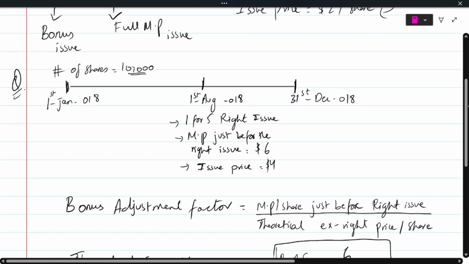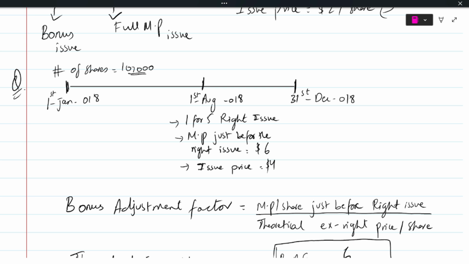Now you know that we had 10,000 shares in issue. Then on 1st August, we did a 1 for 5 rights issue. If we did a 1 for 5 rights issue, how many new shares do we get? It's very simple. Just take your shares at the beginning of the year, which are 10,000, and multiply by 1 over 5. That's going to give you how many new shares you got through the rights issue. 10,000 times 1 over 5 is 2,000 shares. So you got 2,000 new shares from this rights issue.